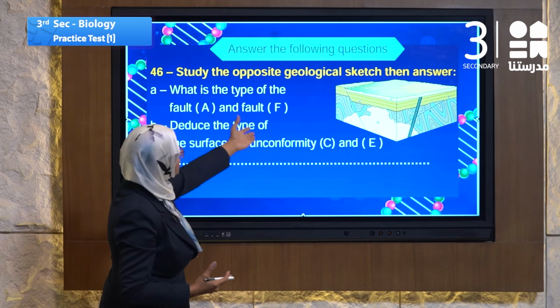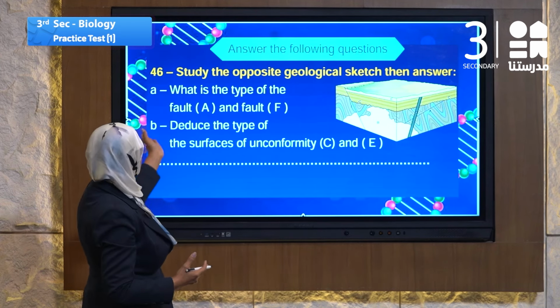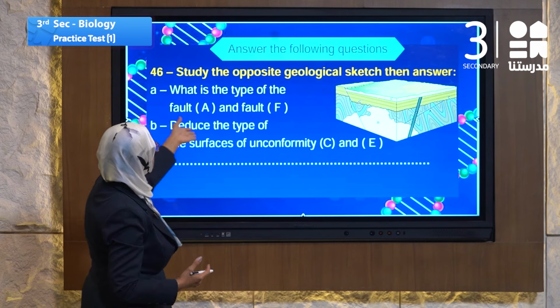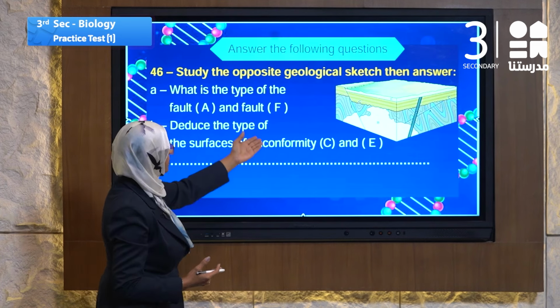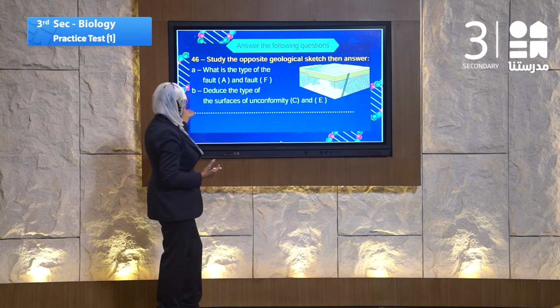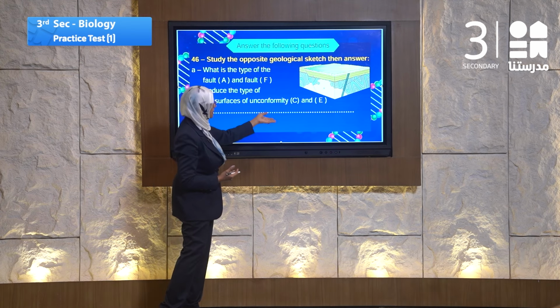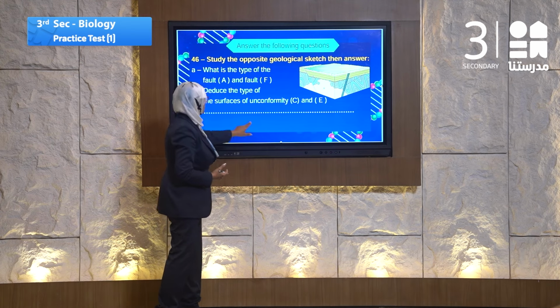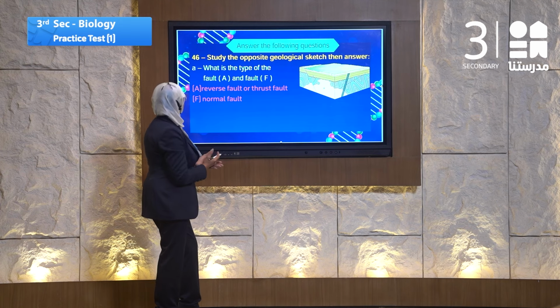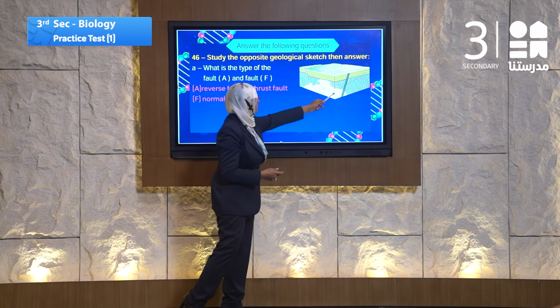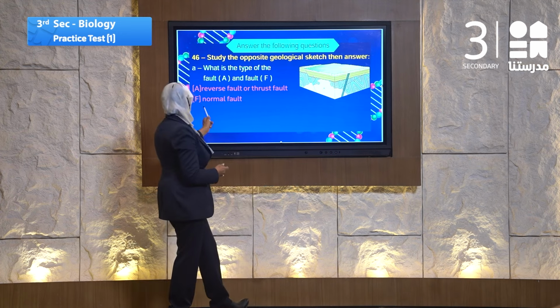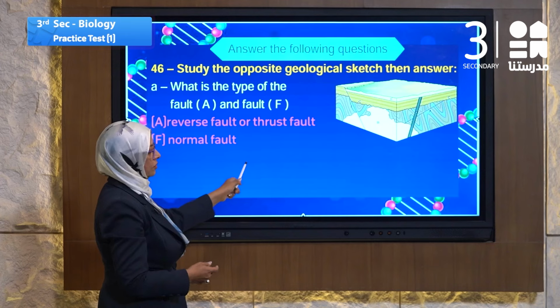Study the opposite geological sketch, then answer. Number A, what is the type of the fault A and F? Number B, deduce the type of surface of unconformity, C or E. Let's answer again. Study it. A is a reverse fault and F is a normal fault.